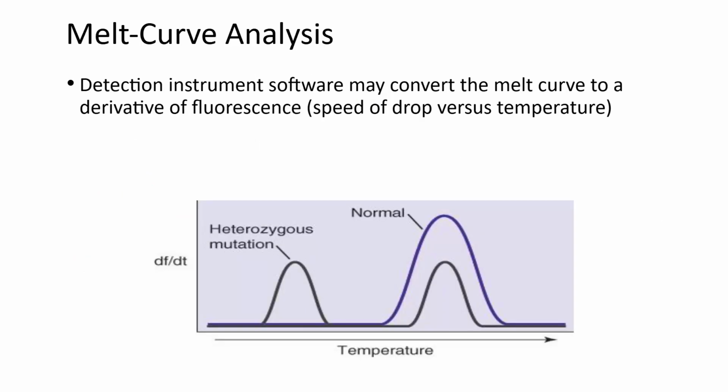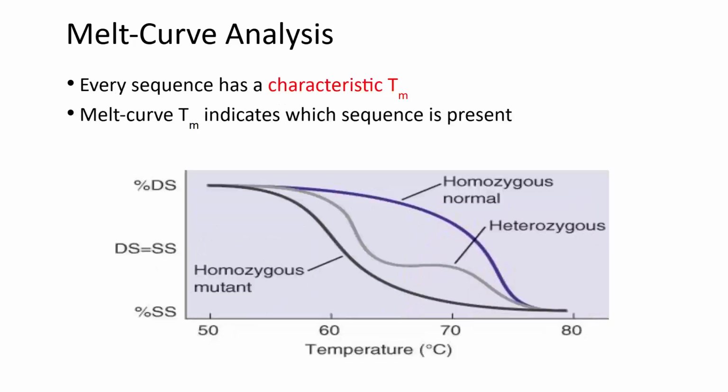Then you're going to use detection instrument software, which may convert the melt curve to a derivative of fluorescence, the speed of drop versus temperature. Every sequence has a characteristic melting point. If it melts faster or slower, then we know that the sequence is not wild type. So here you can see higher melting temperature would be homozygous, lower would be homozygous mutant, and then a hybrid would be somewhere in the middle.